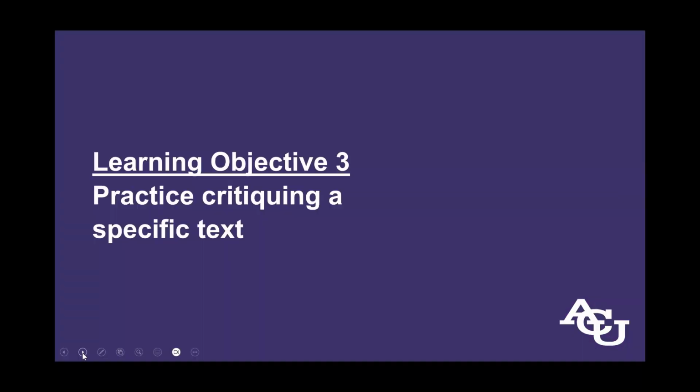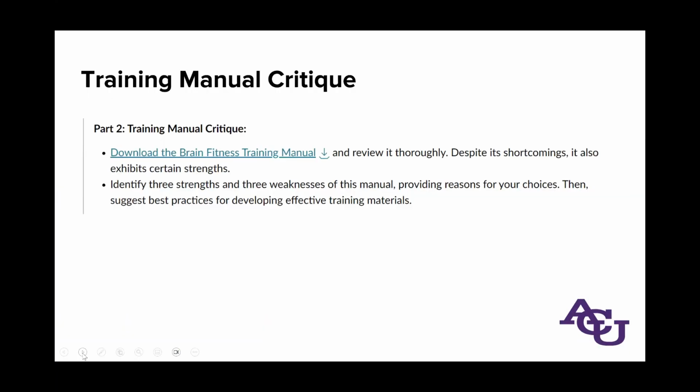This brings us to our learning objective 3, practice critiquing a specific text. This relates to part 2 of the assignment, the training manual critique, where, remember again, we need to download a specific training manual, identify 3 strengths, 3 weaknesses, and suggest best practices for developing effective training materials.